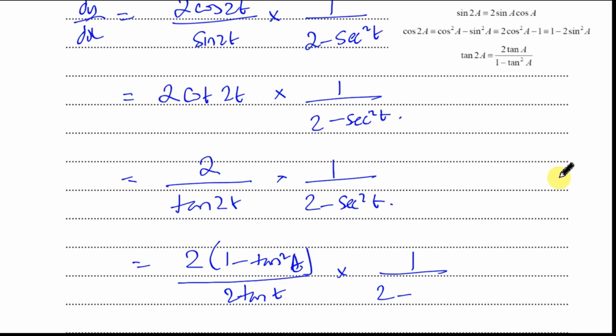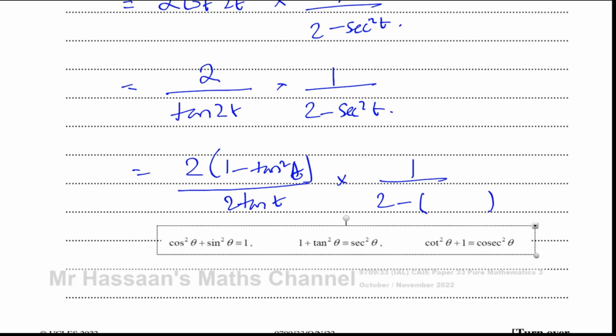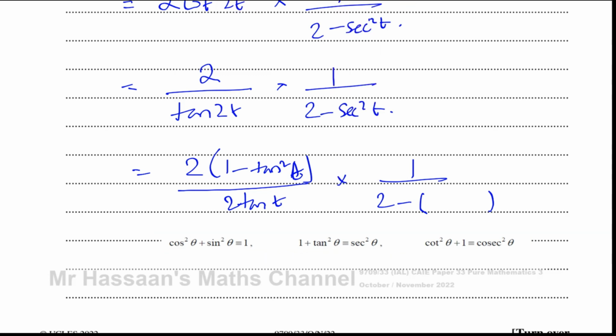secant squared t, which is not written here, but it's in our formula sheet. Okay, so this is the formula sheet, which really we should know anyway, but we can see that secant squared t, or secant squared theta, is 1 plus tan squared theta. So I can replace the secant squared t here with 1 plus tan squared t. All right, so we can do that.